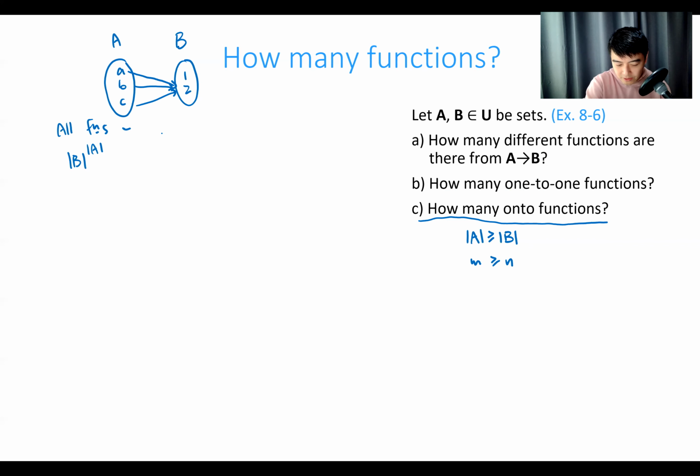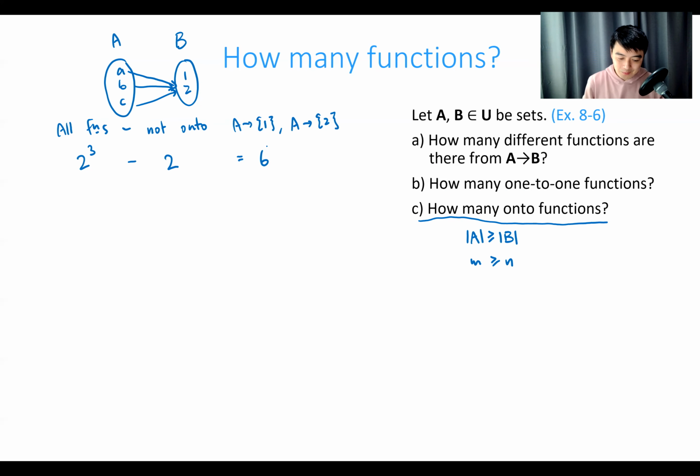And I'm going to subtract those that are not onto. In this case, there are just two of them. There's the one where A goes to only 1, and the one where A goes to only 2. Where all the arrows go to 1 or all the arrows go to 2, those are not onto. So I'm just going to take the size of B to the power of the size of A, so 2 to the 3, minus 2, which gives me 6. So the answer here is 6. We have 6 onto functions going from 3 items to 2 items.